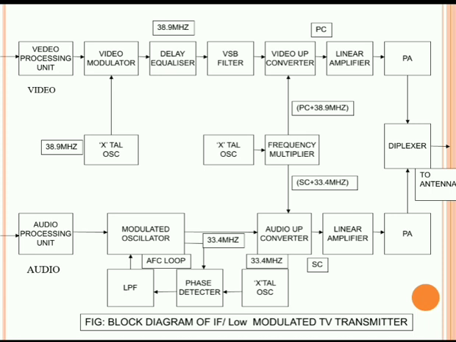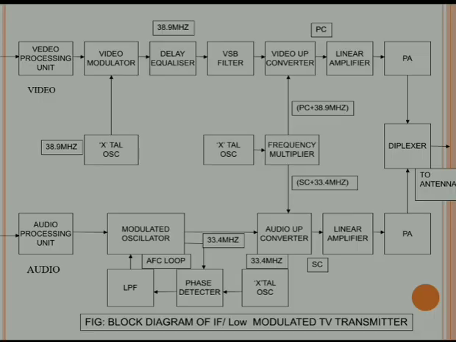We do not increase the power of the signal before the modulation, we increase it after the modulation. Thus the VSB modulated video signal and the FM modulated audio signal are combined in the duplexer unit, and it is given to the antenna, so that we have the total signal. One is the video signal and one is the audio signal, which are combined in the duplexer and given to the antenna for the purpose of transmission.